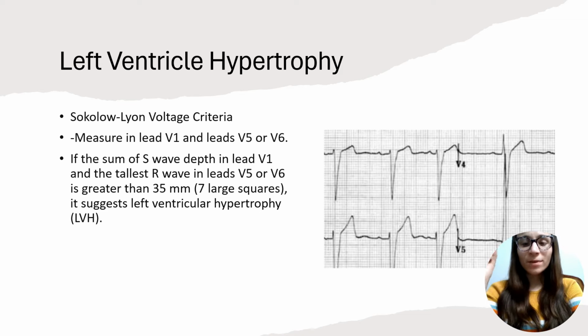If the S wave depth in lead 1 plus the tallest R wave in lead 5 and 6 are more than 35 millimeters, which is basically more than 7 large squares, it will suggest left ventricle hypertrophy. So you would find the tallest R wave in lead 5 and 6. You would count how many large squares it is, and then add that to the S wave depth in lead 1. If that's greater than 35 millimeters, which is greater than 7 large squares, that would suggest left ventricle hypertrophy.